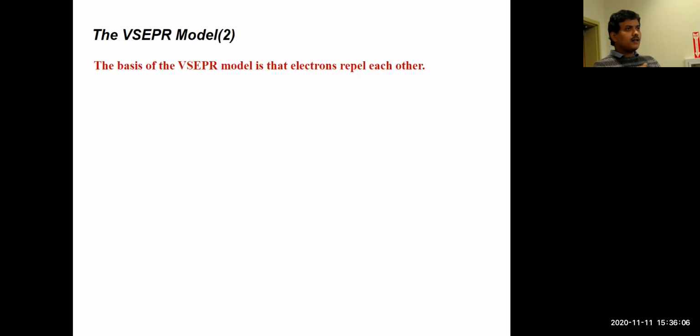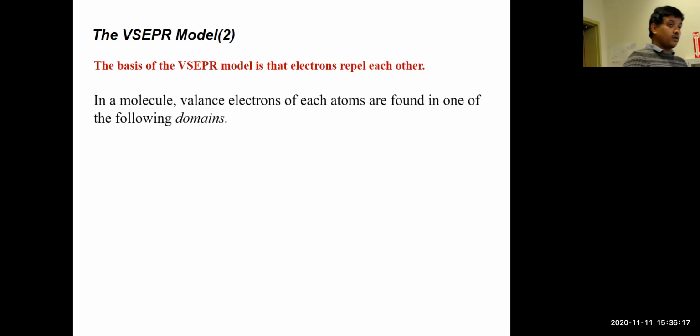So let's take it slowly, right? We already discussed here the basis of VSEPR is that electrons repel each other, right? That's the most important thing that we need to know here. So what are those electron pairs?